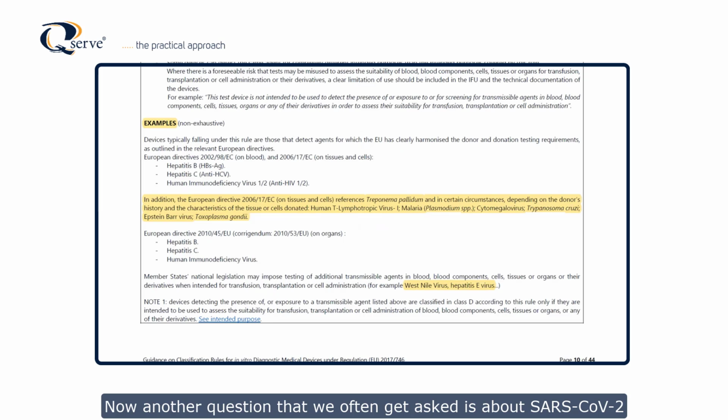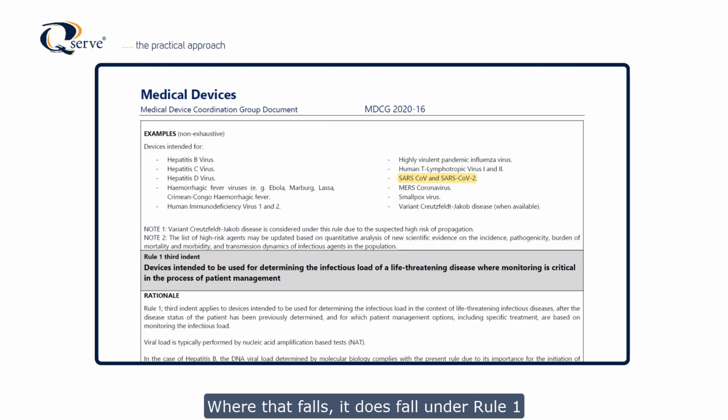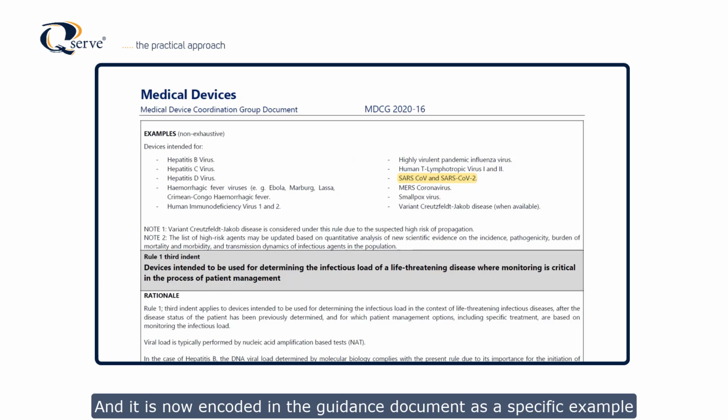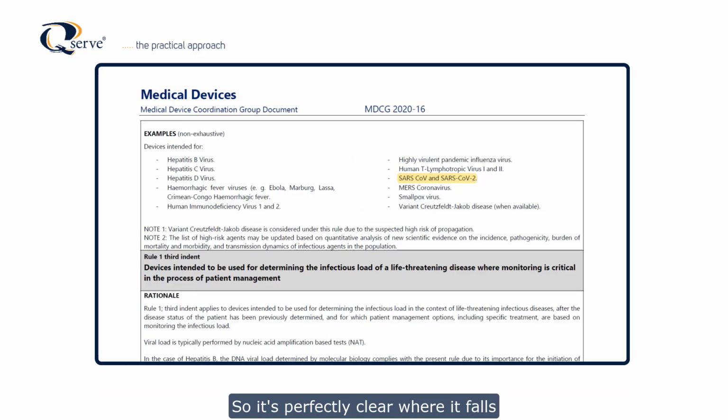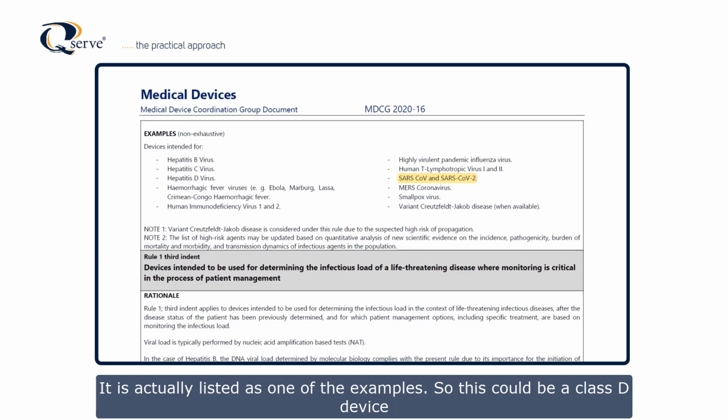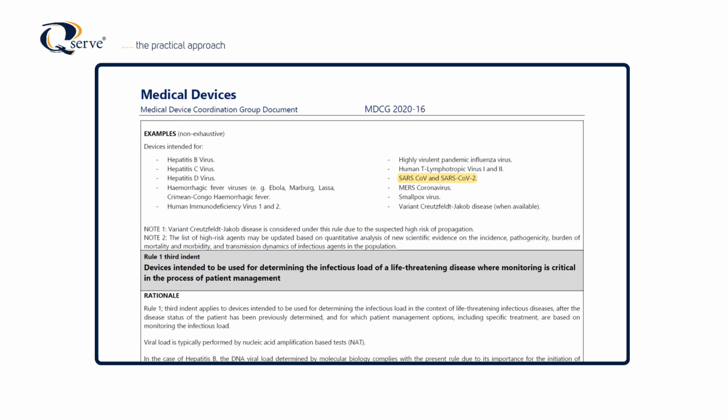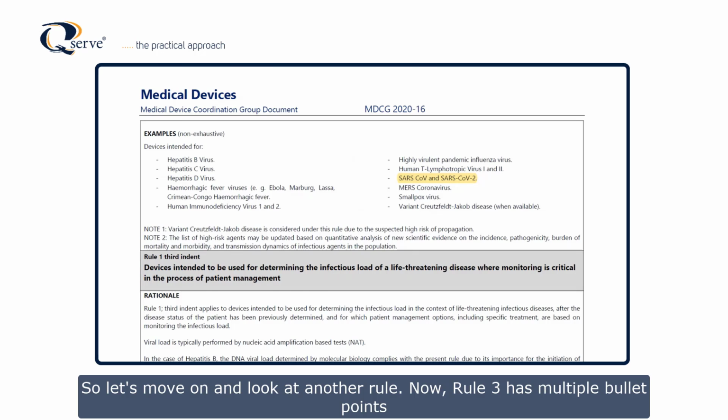Now, another question that we often get asked is about SARS-CoV-2, where that falls. It does fall under Rule 1. It's actually under the third indent, and it is now included in the guidance document as a specific example. So it's perfectly clear where it falls, and is actually listed as one of the examples. So this is going to be a Class D device. So let's move on and look at another rule.